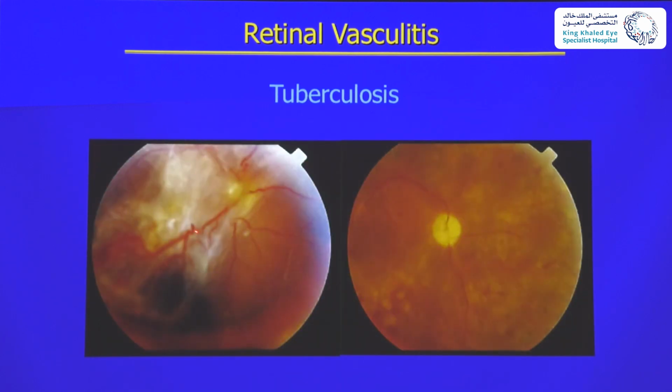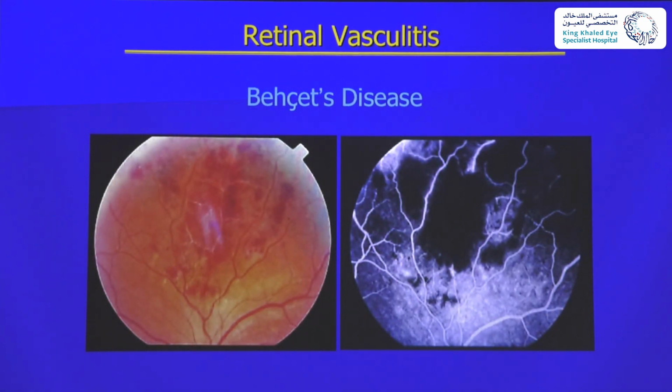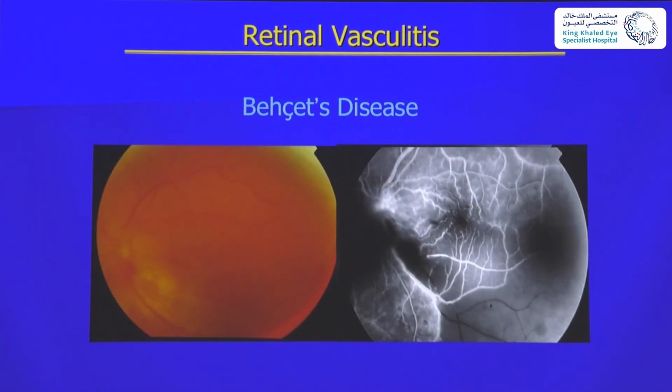A patient can present with traction detachment and need vitrectomy, and ischemia can also lead to rubeotic iritis. So this is a blinding disease. Behçet disease can cause ischemia, like in this patient, but not as aggressive as tuberculosis. This is another patient with Behçet.